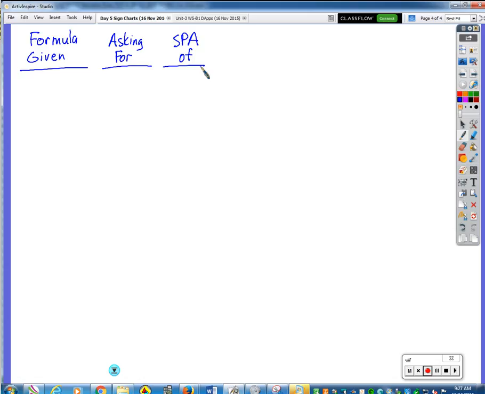SPA stands for sign pattern analysis. I believe I mentioned that last time. If you put Danica's chart next to this table, it makes figuring it out a lot easier. So we'll write Danica's chart here.